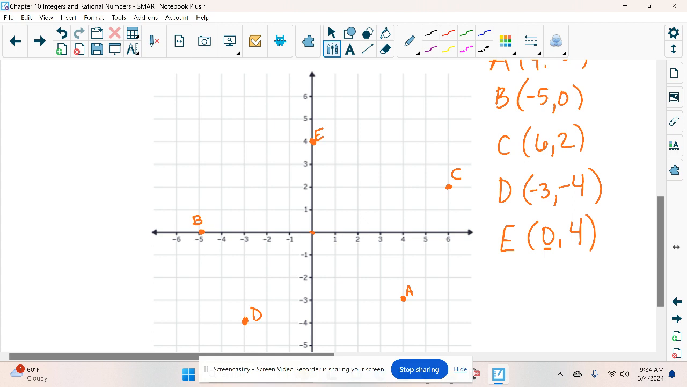Alright. What quadrant is point D in? Quadrant 3. Okay. What quadrant is A in? Quadrant 4. How would you describe where B is? Quadrant 2.